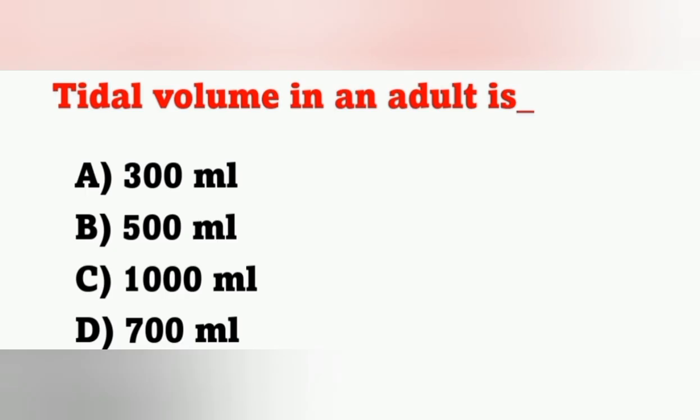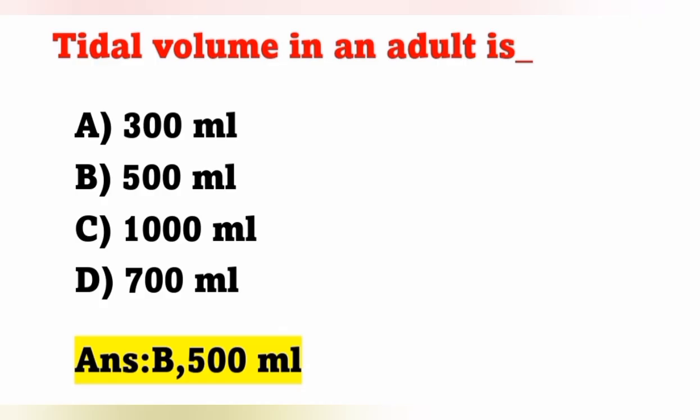Tidal volume in an adult is? Option A, 300 ml. Option B, 500 ml. Option C, 1000 ml. Option D, 700 ml. Normal tidal volume in an adult is 500 ml. Option B is the correct answer.